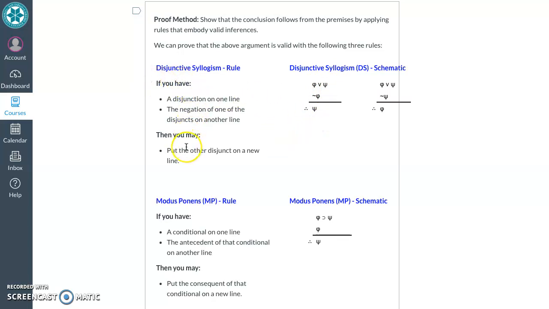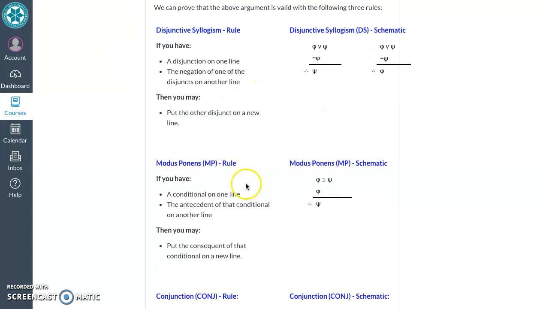To put that rule into English, which is the thing I recommend memorizing. Don't try to memorize the picture. The picture helps you to make sense of it, but don't try to memorize the picture. Memorize the rule. If you have a disjunction, and you also have the negation of one of the disjuncts, either one, the parts are called disjuncts, then you may put the other one on a new line. You may infer it, you may derive it, you may put it on a new line. And then you justify it by saying, I used this rule.